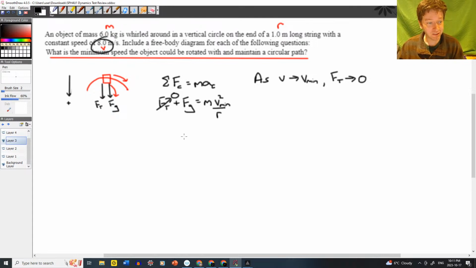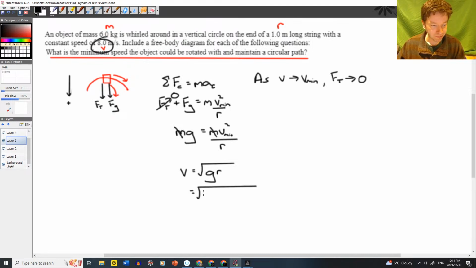So now we have Fg. We know the equation for that. That's mg. And that's going to equal m V min squared over r. And we can cancel the mass and figure out what that minimum speed is, right? Multiply by r, take the square root, and we get the square root of gr. So let's put in some numbers here. G, 9.81 meters per second squared, and r in this question is 1.0 meters.